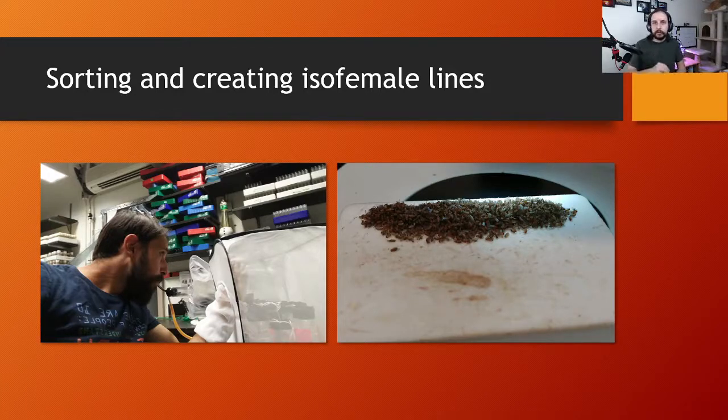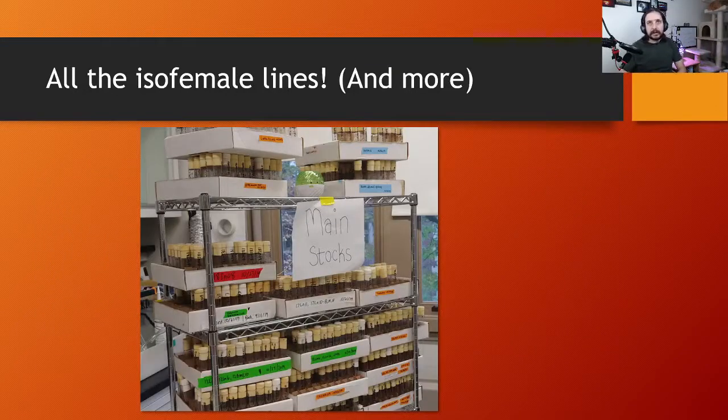We put one female into one vial, which is a tube with food. They lay their eggs, the eggs hatch, they develop and become adults, and then we look at their males, and we know what species they are. Then we sort them, and then we create all these female lines. We create thousands of isofemale lines in the lab, and then we use them to design experiments.